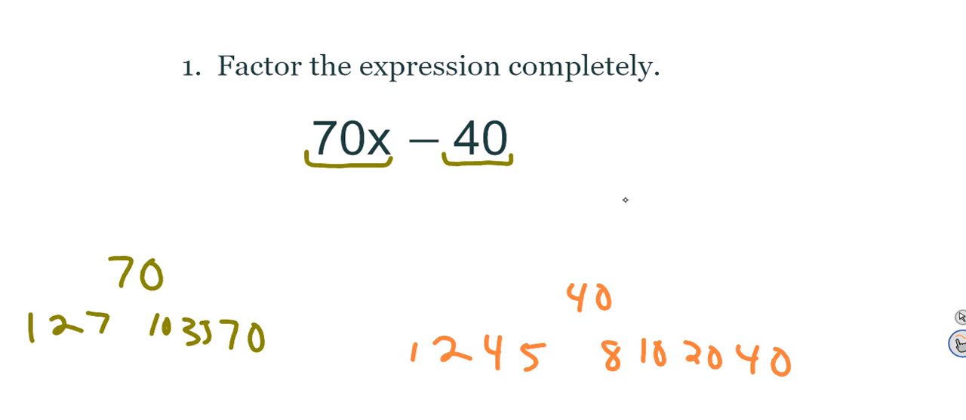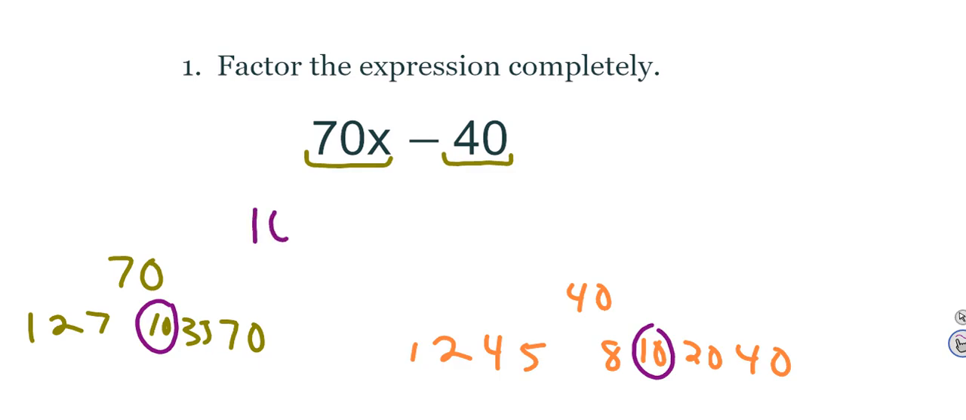All right, so what's the biggest number that goes into both of them? Well, let's see. I got a 10 over here and a 10 over here. That's the biggest. Now, do you have to do rainbow factoring? No. If you could see that 10 goes into both of them, that's awesome. So 10 is going to be what we factor out.